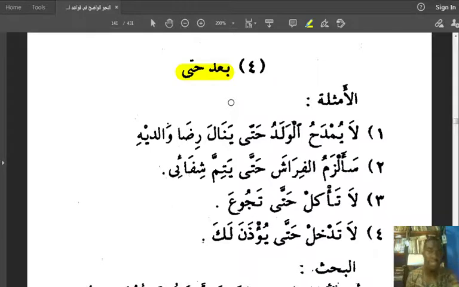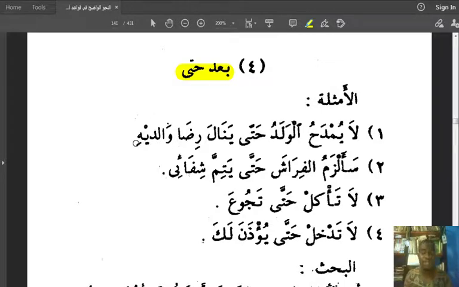Now let's look at hatta. Very short topic. Here we have nasb al-fi'l al-mudari bi an al-mudmara ba'da hatta. So hatta also, when a present tense verb comes after it, the present tense verb takes fatha. Let's see the examples. He says لا يمدح الولد حتى ينال رضا والديه. يمدح from madaha, to praise. So if he says لا يمدح الولد, a boy is not praised حتى ينال رضا والديه, until he attains the pleasure of his parents.